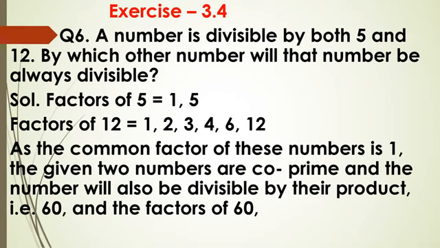Listen once again. If a number is divisible by 5 and 12, then that number is divisible by their product also, that is 5 multiplied by 12, 60. And it is divisible by all the factors of 60 also.